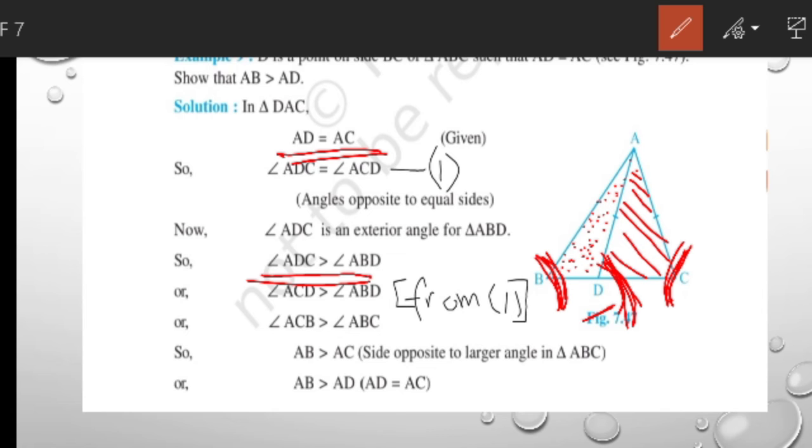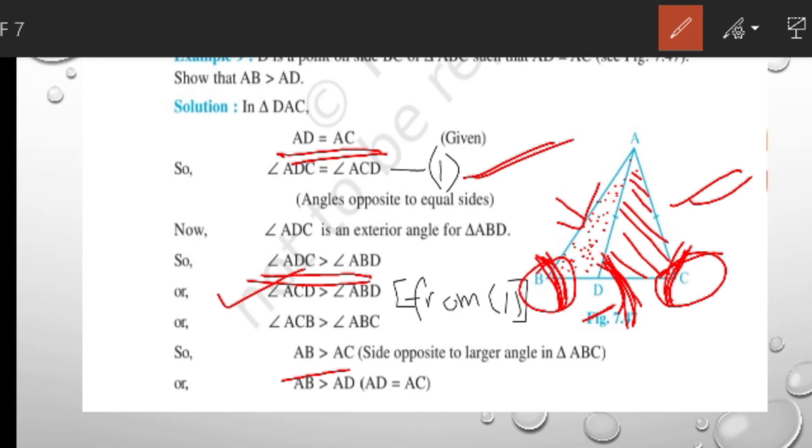ADC can also be written as ACD, from equation 1. So from equation 1 we can say ACD is greater than angle ABD. If we consider angle ACD, the opposite side will be AB, and if we consider angle ABC, the opposite side will be AC. So for C the opposite side is AB, and for B the opposite side is AC. So we can say AB is greater than AC.